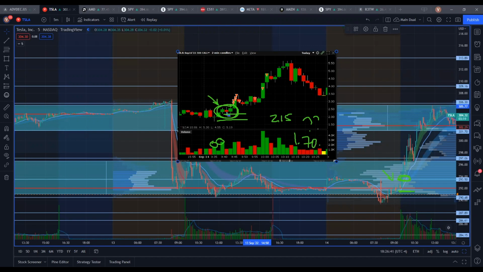If we do some quick math, 170 divided by the 215 area, we're risking about 21%, which is fine. That's a pretty decent risk because we are targeting that 297 top end of the distribution, which is about $3.50, or points, away.